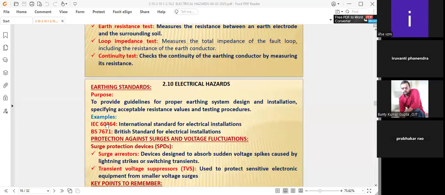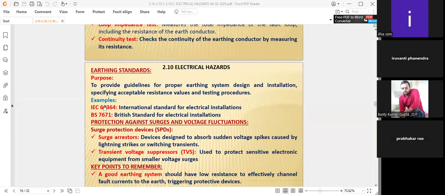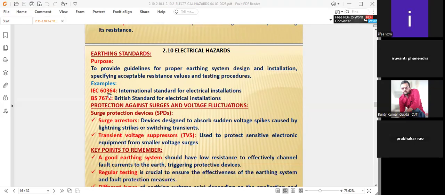Another point: earthing standards. These two standards provide guidelines for the proper earthing system design and installation, and specify acceptable resistance values and testing procedures. IEC 60364, the International Standard for Electrical Installations, and BS 7671, the British Standard for Electrical Installation. There is one legal requirement as well, which is not mentioned here because it is not the context of these standards. The Electrical Act 2003 also will be helpful for the parallel verification, and will be taken care of along with these two.